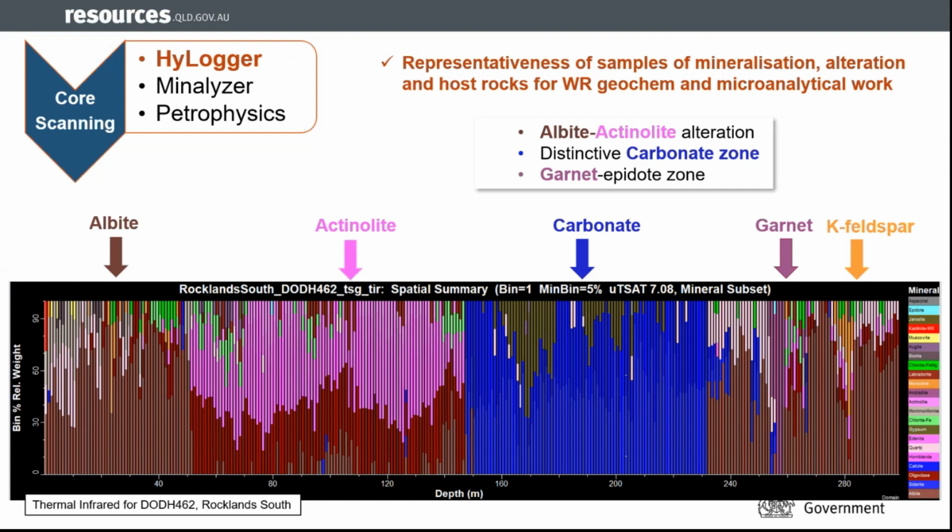For example, we have an extensive area of actinolite, albite, also the block where we see the carbonate, quite a big zone. But without this sort of data, it would be easy to miss some small interval with K-feldspar alteration. So I can't emphasize enough how important these scanning steps are, first HyLogger data, for our further analytical work.